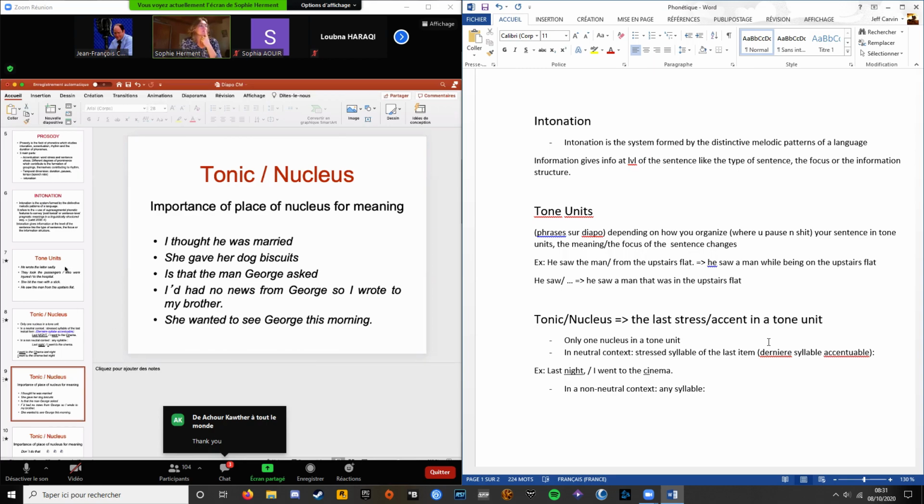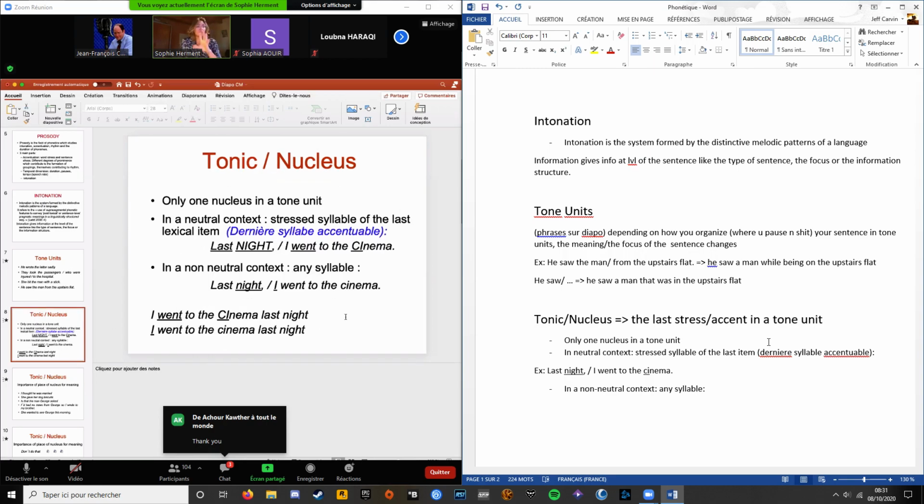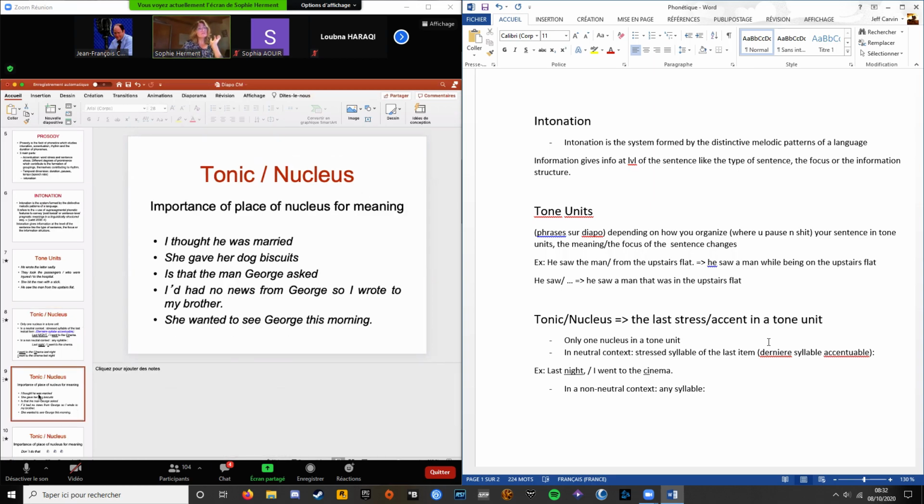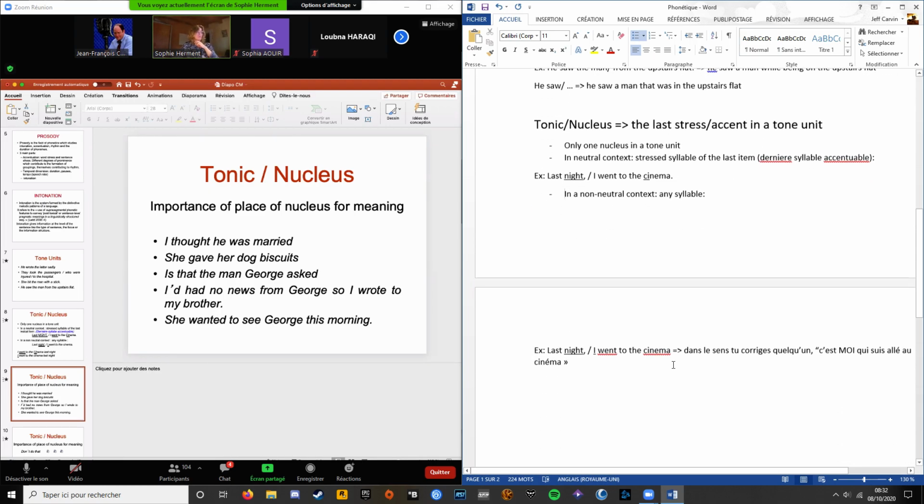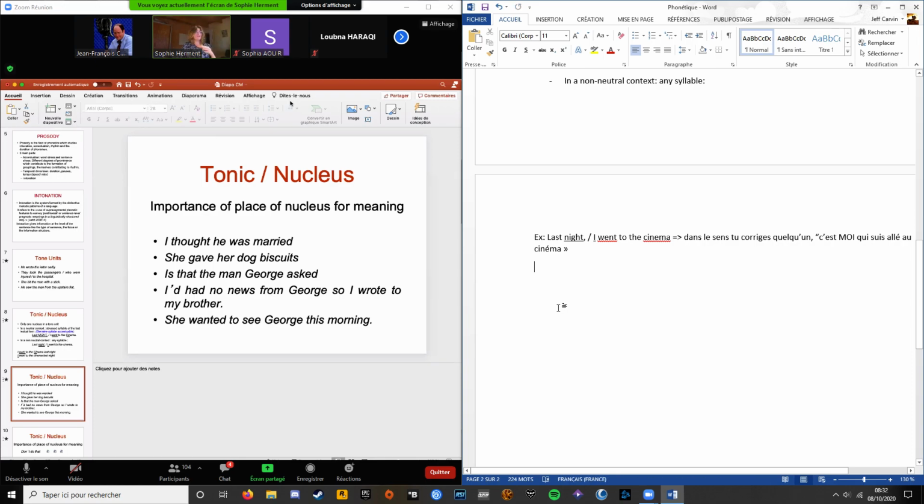So what's important is that you should remember that there's only one nucleus in the tone unit, and that the nucleus is going to bear the tone that I'll mention in a few minutes. Now, just a few examples to show you the importance of tone units. Again, same as for the division into tone units, you have different meanings according to where you're going to place the nucleus.